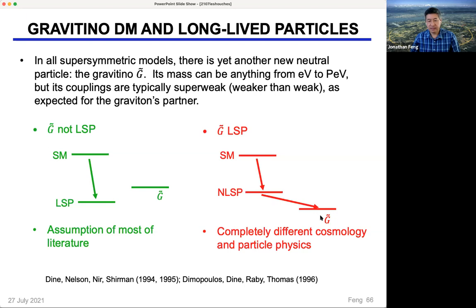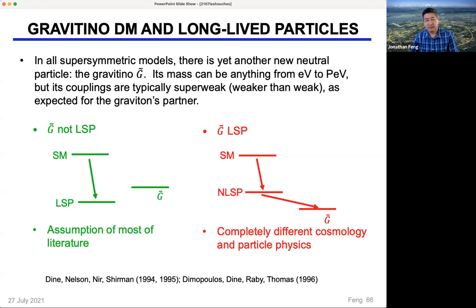And this became more and more prominent in the mid-90s with the discussion of what are called gauge-mediated supersymmetry models, where this is exactly the ordering of masses that's realized. And these people started off a whole new industry of thinking about gravitino phenomenology.